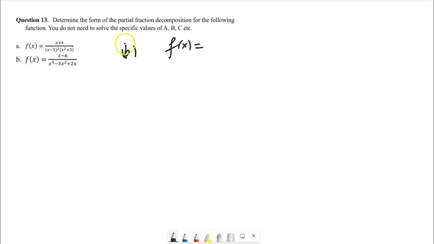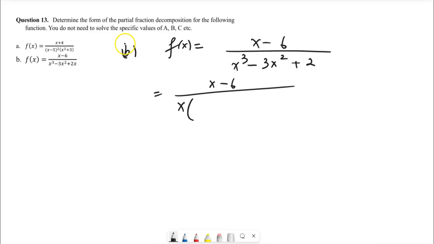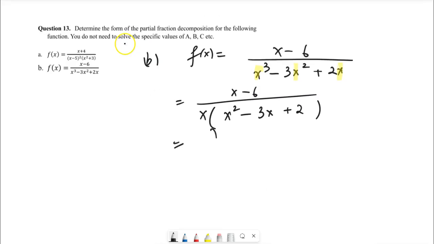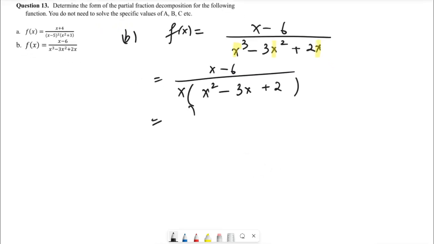F of x is (x − 6) divided by x³ − 3x² + 2x. The first problem is that I need to factor the denominator. It is x³ − 3x² + 2x, and I can factor out x because x was common in all the terms. Now I can further factorize this.